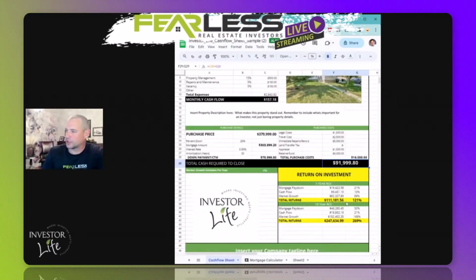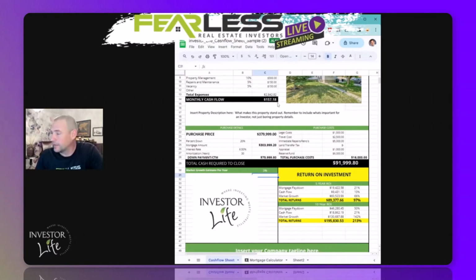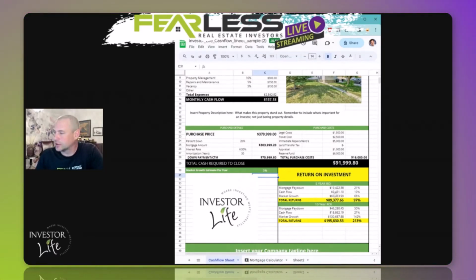Now, the beauty of our cash flow sheet is that we're able to change these numbers and everything is figured out for us. So what is our return on investment on this property? Well, based on a 4% increase in value per year, we might be more conservative and change that to 3. Let's change it to 3 in this case. Our market growth over 5 years is going to be $60,000. Our cash flow is essentially 157 times 12 times 5, which is $10,000. And our mortgage paydown is already figured out for us. And why is that? Because our mortgage calculator is built into our cash flow sheet here. So it goes to year 5 and it figures out what that is.